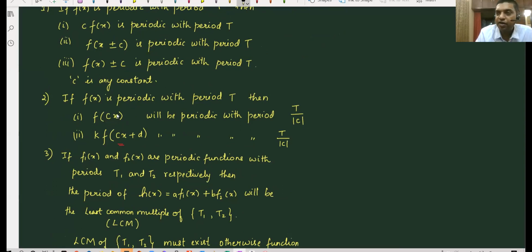When you multiply a constant to the variable, the period becomes the original period divided by modulus of c. If it is -2, it will become T by 2. If it is 2, it will also again become T by 2. Now in k times f of cx plus d, d will not alter the period, k will not alter the period, but this c will alter the period.